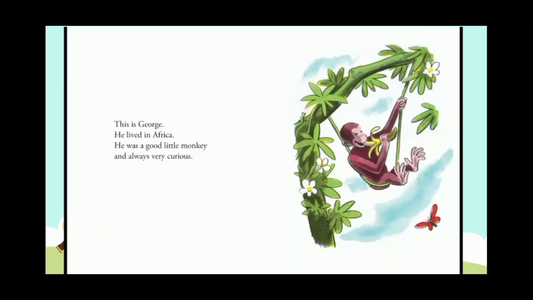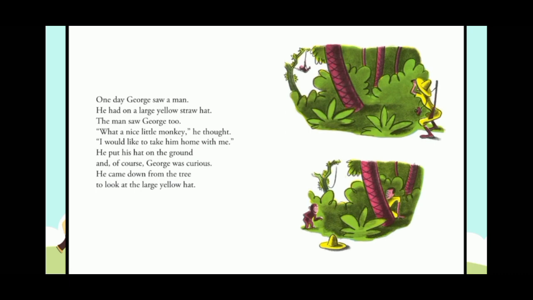This is George. He lived in Africa. He was a very good little monkey and always very curious. One day, George saw a man. He had on a large yellow straw hat. The man saw George too. "What a nice little monkey," he thought. "I would like to take him home with me." He put his hat on the ground.